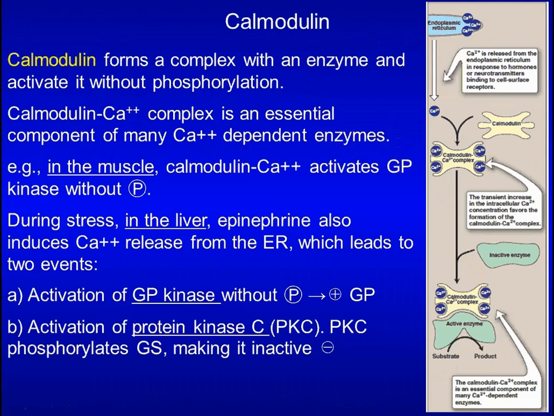For example, during stress, epinephrine induces calcium release from the ER. The calmodulin calcium complex activates glycogen phosphorylase kinase without phosphorylation, which activates glycogen phosphorylase. At the same time, the calmodulin calcium complex activates protein kinase C. Protein kinase C phosphorylates glycogen synthase, making it inactive.